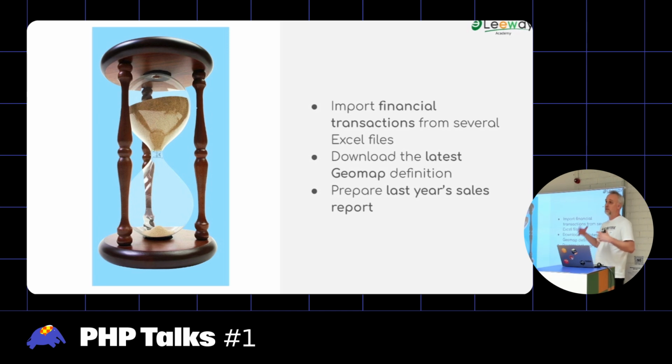This company has very big reports they need to consolidate and upload on a regular basis, and there's no way to chop the reports or do any other thing. They just need everything in place. Another situation that you might find is downloading the latest geomap definition. Do you know what geomap is? Okay, cool. What else? Maybe prepare last year's sales report. These are simply things that will take time, mostly because the data volumes are huge.